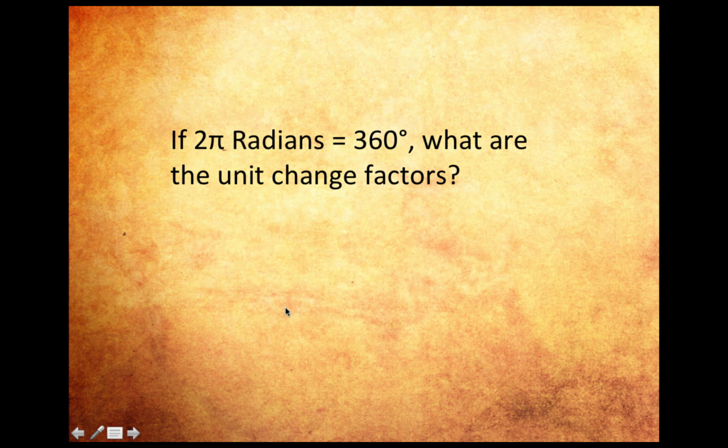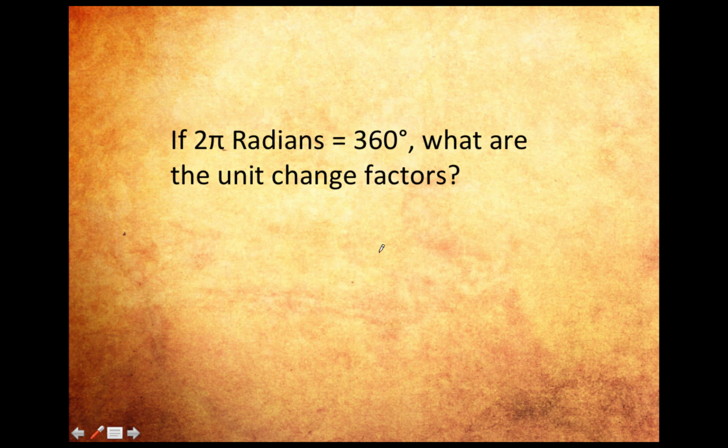Okay, so if 2 pi radians equals 360 degrees, what are the unit change factors? Do you remember unit change factors? They're factors that change units. If I have an equation, I can multiply by anything I want but 0, right? Add anything I want to both sides. But if I just have a thing, I can't do that. I can multiply by 1, I can add 0, and these are my only options to not mess with stuff.